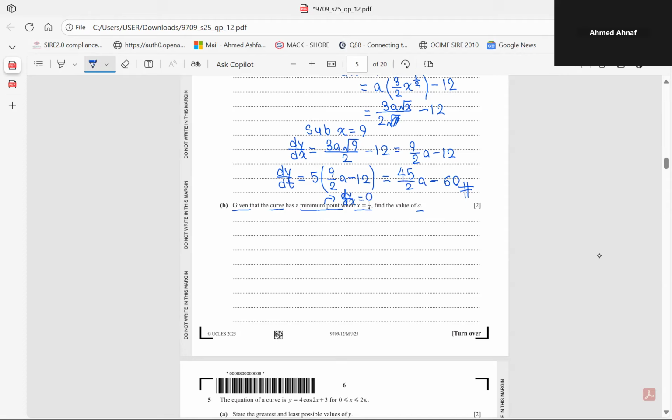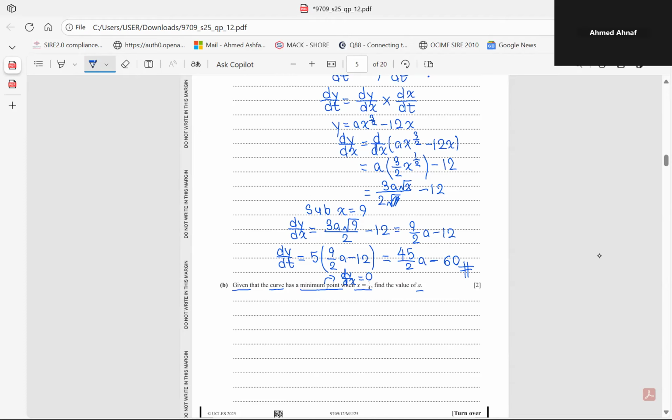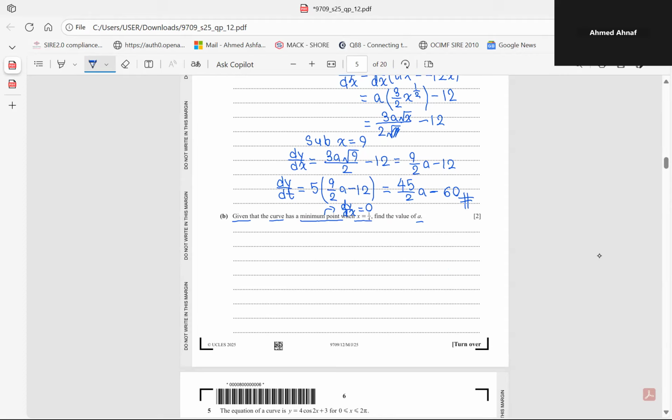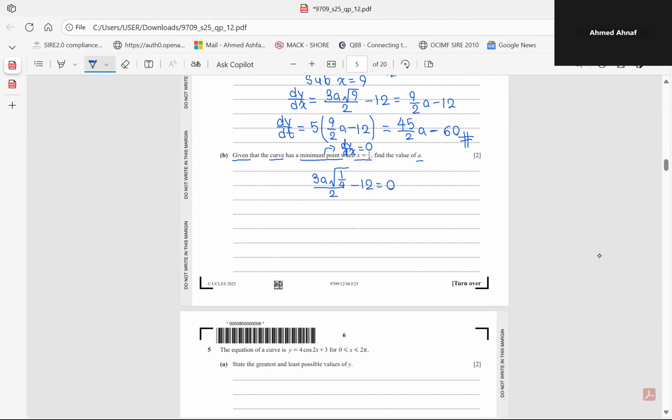So let's take our general dy/dx equation. And let's substitute x equals 4, over 2 minus 12. This should be equal to 0. So simplifying the first term, 3 times square root of 4, divided by 2, you get 3 over 4a minus 12 equals 0.